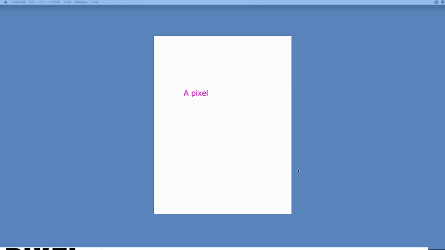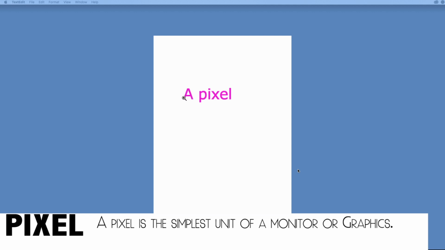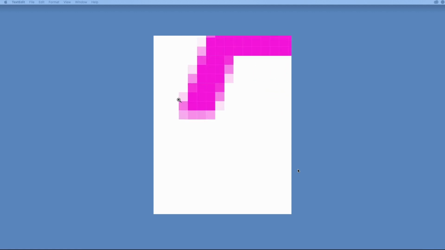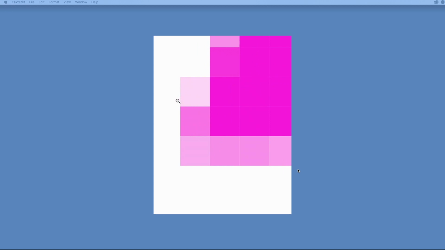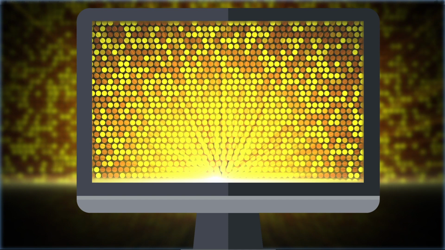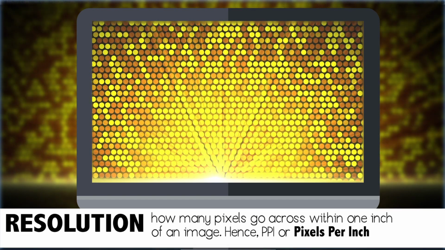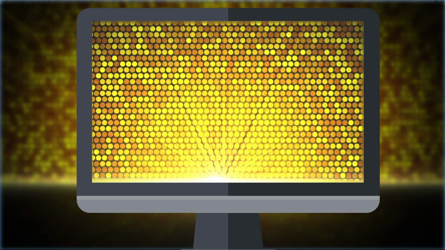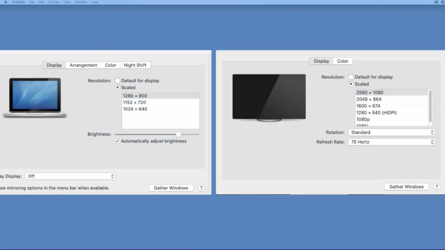A pixel is the simplest unit of a monitor, and your monitor is made out of tiny dots running across those screens. Well, those tiny dots are pixels. The screen resolution of your computer is determined by how many of those tiny dots run across the monitor. Here is an illustration of both my monitors.